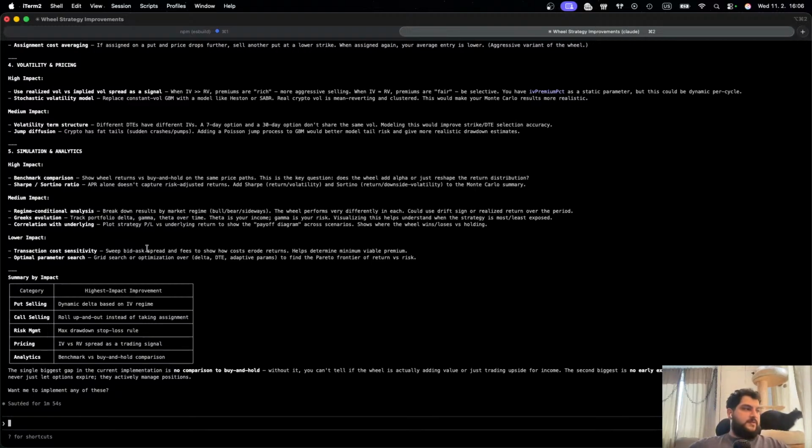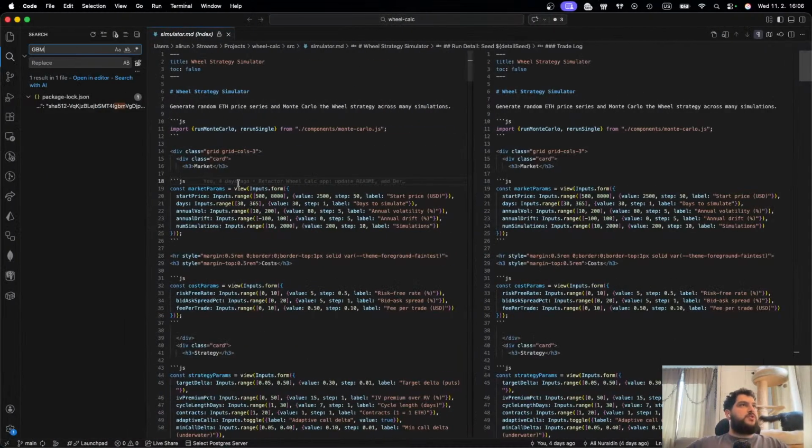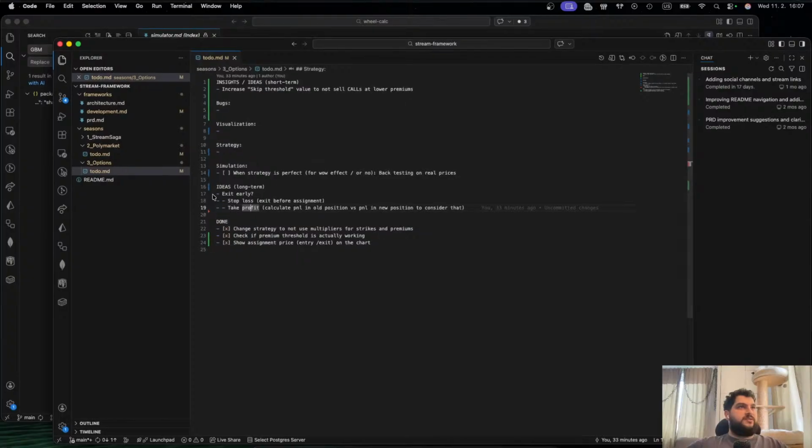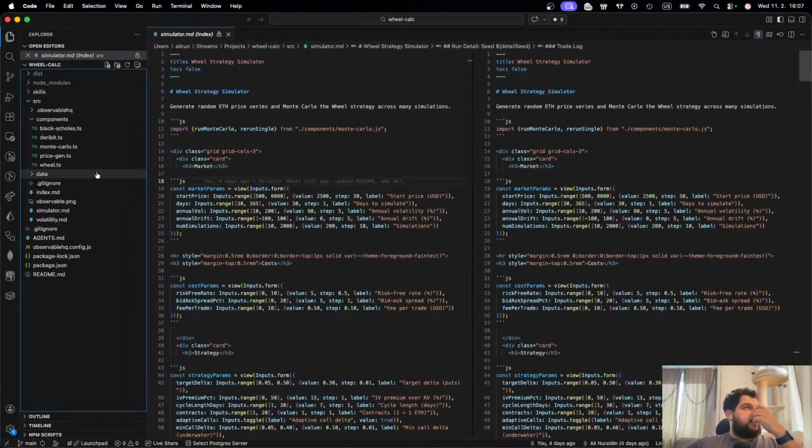This is important. And we were talking about exiting early here and stop losses, for example, and take profit. Take profit is also a potential thing, I think.